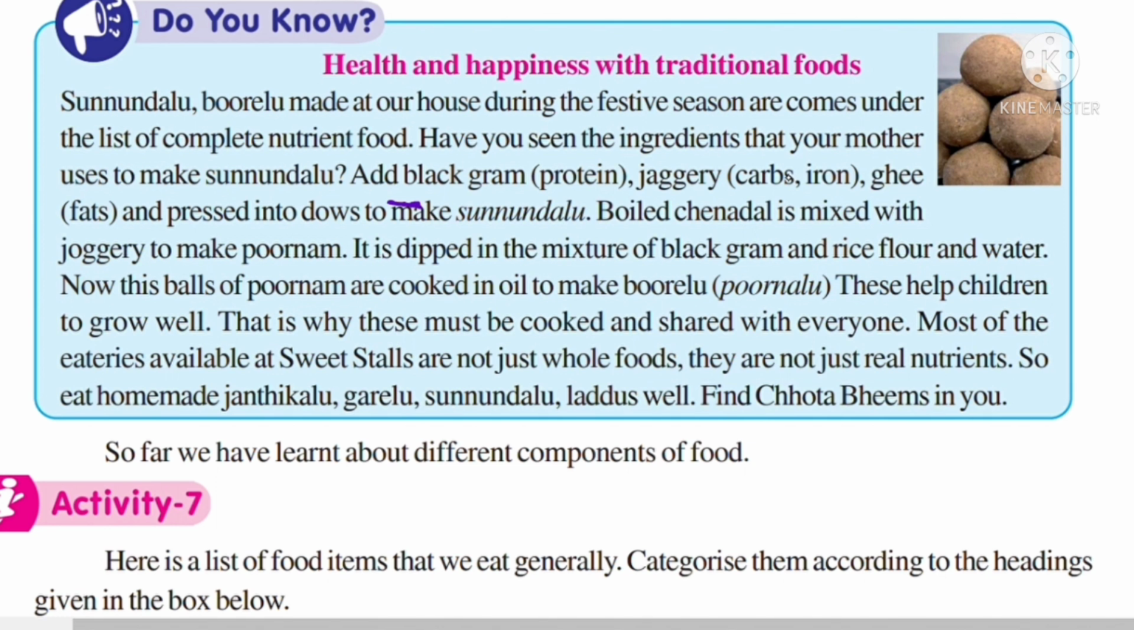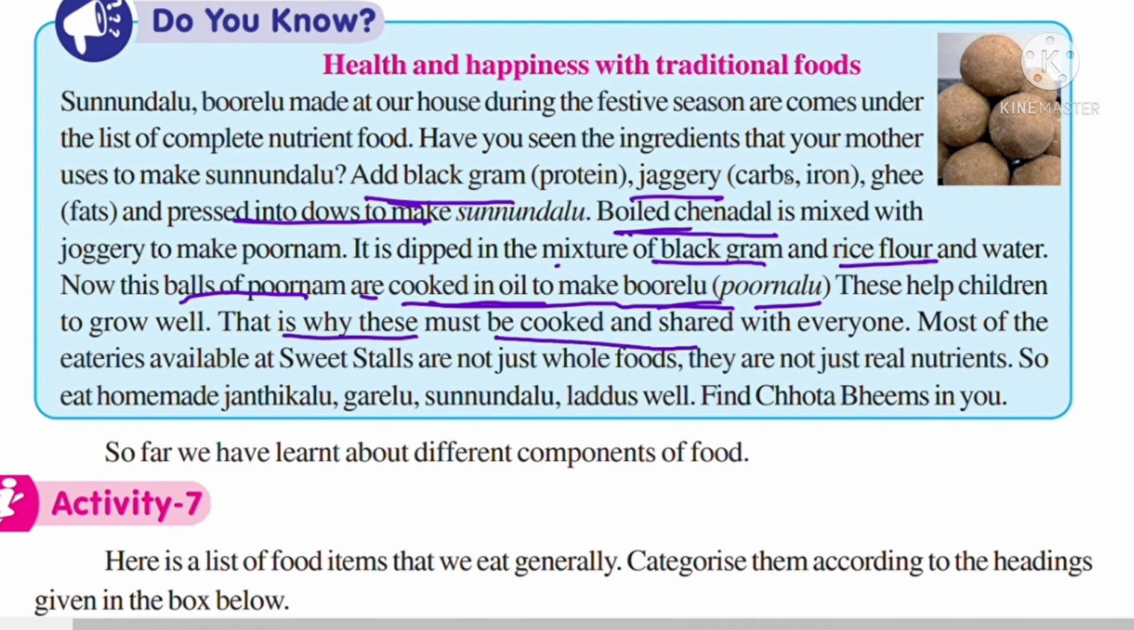Ghee contains fats. The black gram protein, jaggery, and ghee or fats are pressed into dough to make sunnundalu. Boiled chana dal is mixed with jaggery to make purnam. It is dipped in a mixture of black gram, rice flour, and water. Now these balls of purnam are cooked in oil to make burelu or purnalu. This helps children to grow well.